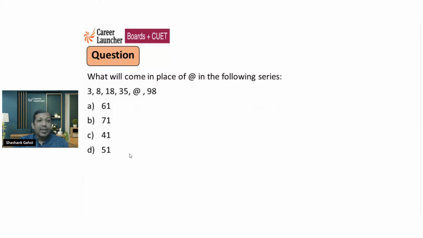Again, I need to find the missing number. What does it say? I got 3, then 8, then 18, then 35, then something that is missing, then 98. What is the first difference? That is 5. The next difference is going to be 10. The next difference is going to be 17. What is the next difference? I don't know. Now I'm again going to look at the differences of differences, because 5, 10, 17 look very random to me. So this time I'm going to look for the differences of differences.